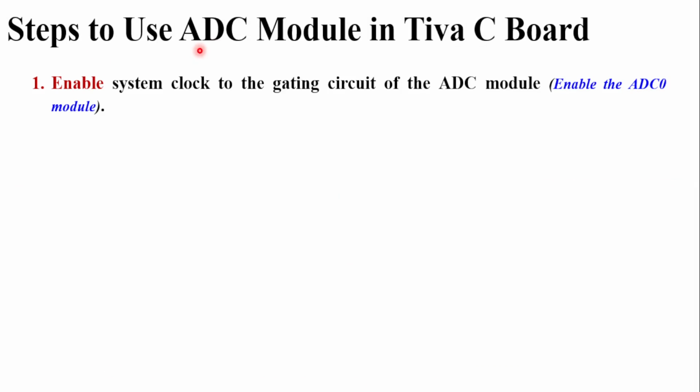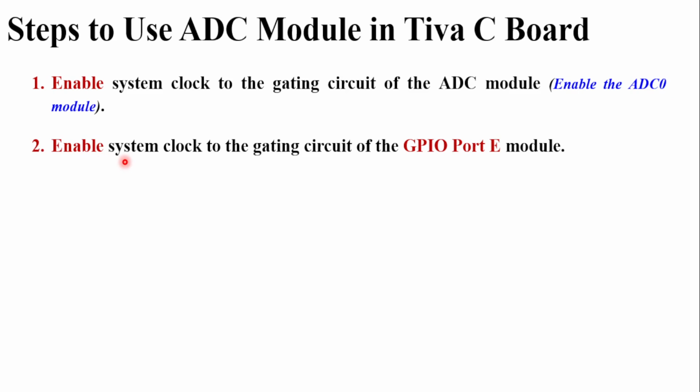Now coming to the steps used to program the ADC module. First we have to provide the system clock gating signals to the ADC module. In our case we will be using ADC 0, that is the ADC 0th module. Secondly, we will have to provide the system clock to the port E, because like I showed before, PE0 is the pin which we are going to program. Then we will have to configure the PE0th pin as the analog input, which is basically ADC channel number 3.